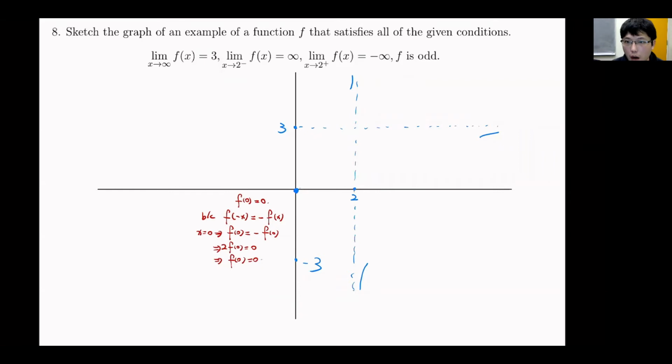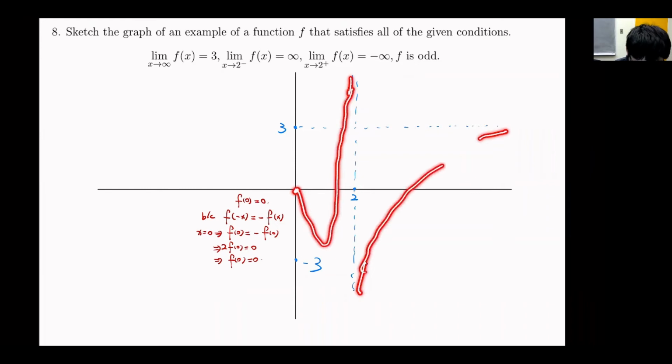Okay, so now let's see what we have. We have a function whose behavior near 2 looks like this, whose far end behavior looks like this, and which is passing through 0. Certainly there are many different ways for you to achieve the same. For example, your function can look like this, and the function can look like this.